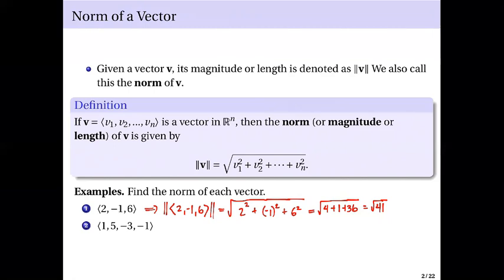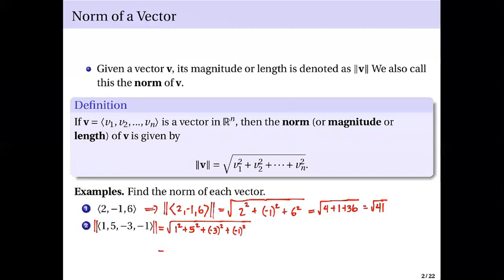For the second item, we want to find the norm of this vector here. We want to find the norm of the vector (1, 5, -3, -1). So again, using that definition above, we will have 1 squared plus 5 squared plus (-3) squared, plus (-1) squared.